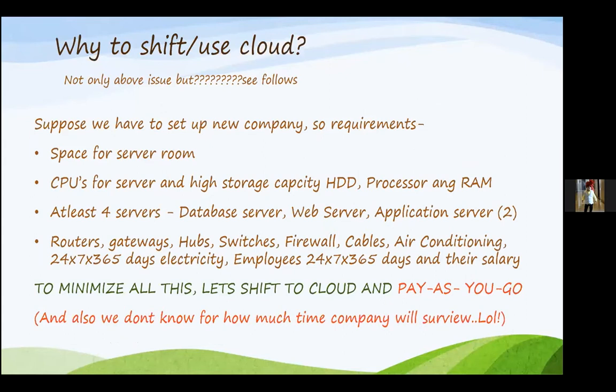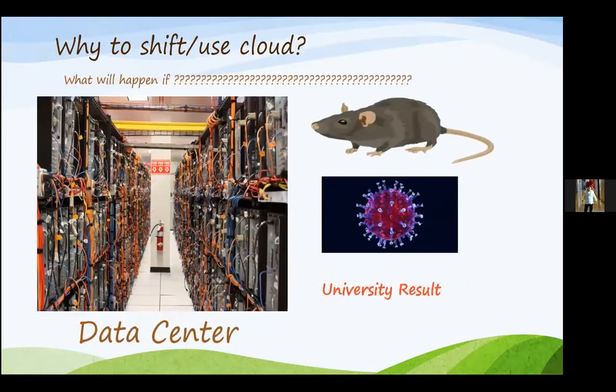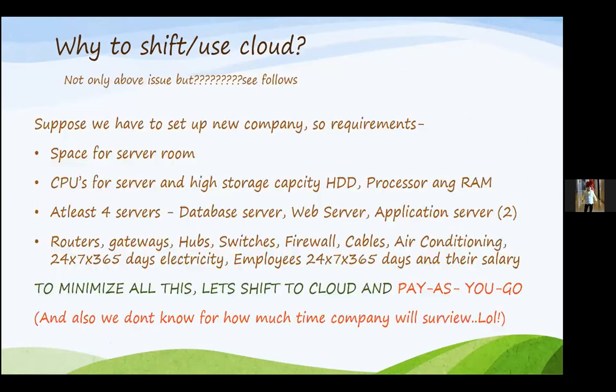All your customers will call you and complain that your website is not working. Employees: you will require 24/7, 365 coverage, meaning 3 shift employees are required, and their salaries are needed to maintain this data center. Are you getting my point, my dear friends? To minimize all these costs, let's shift to the cloud with the model called pay as you go.